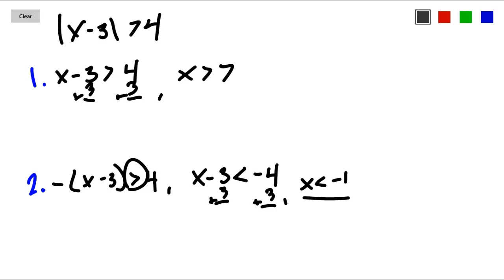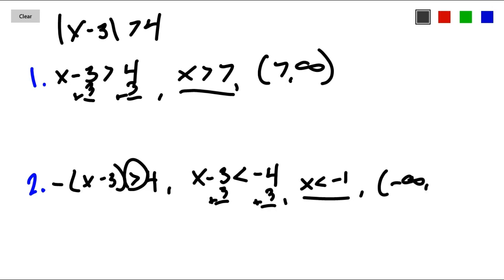So what we're going to do is make an interval representing both of these solution sets. So x is greater than 7. 7 is our lower bound, not included, and x is every number greater than that. So this is represented with this interval. And then the second one, we have x is less than negative 1. So negative infinity is the lower bound, and then negative 1 is the higher bound, not included.